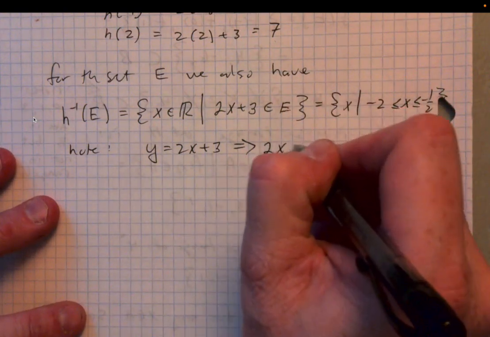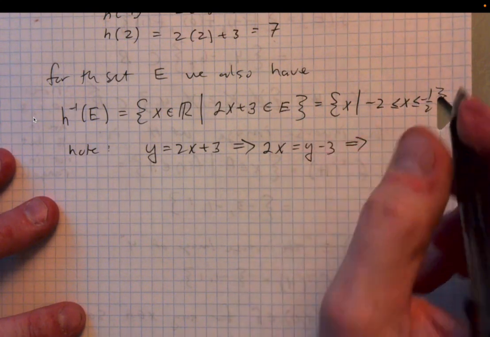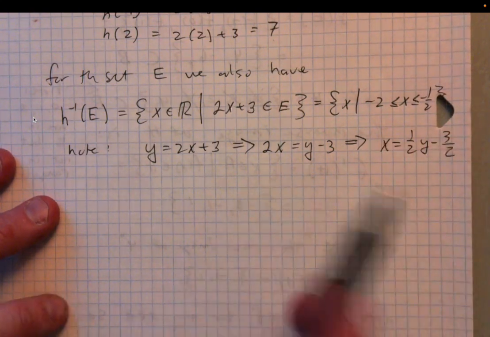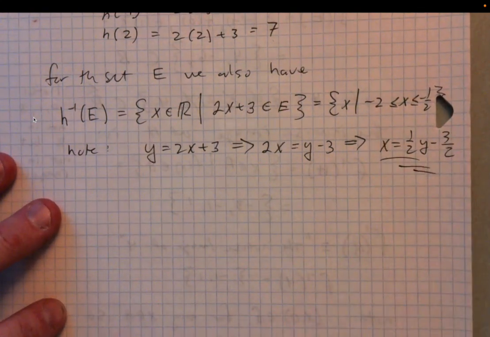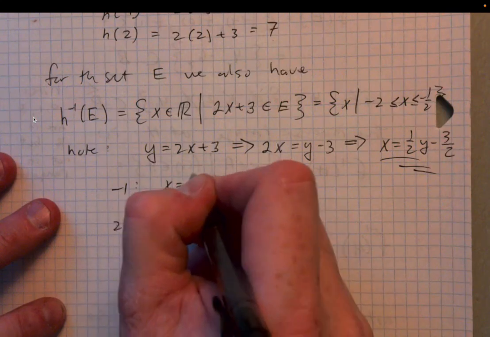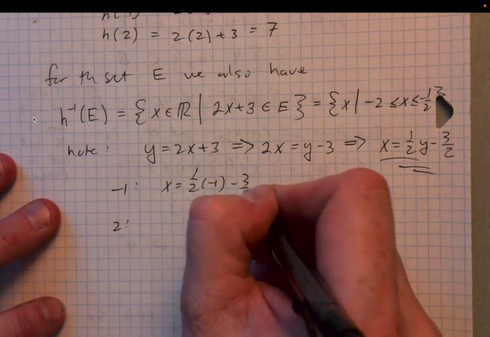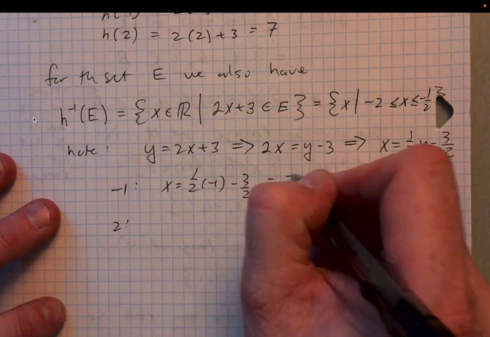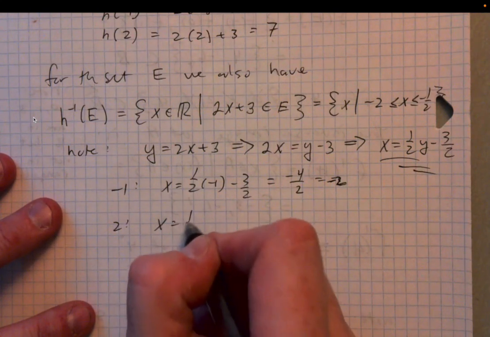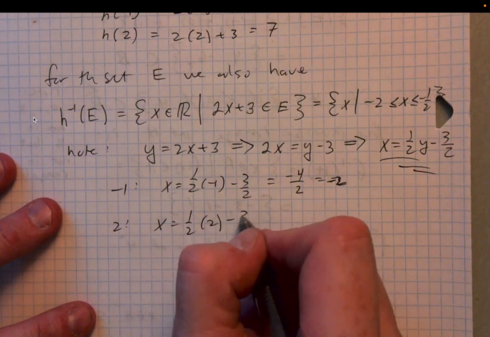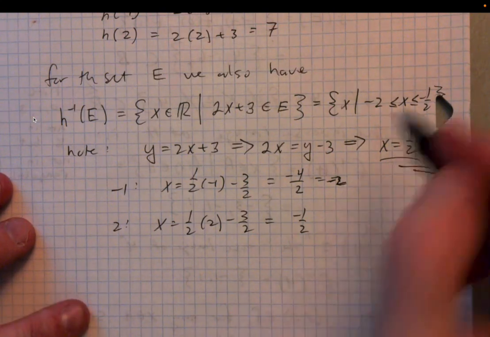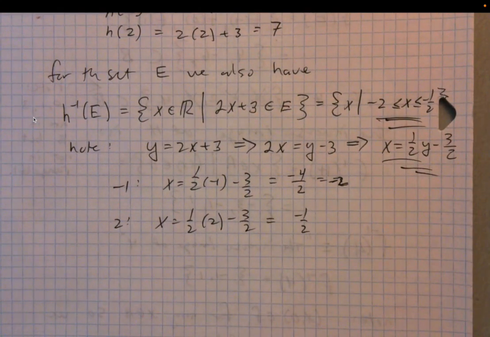It's going to imply that 2x equals y minus 3, and also that x is equal to 1/2 y minus 3/2. And so we could plug the endpoints into this inverse function, negative 1 and 2, and we would get x equals 1/2 times negative 1 minus 3/2, which is negative 4 over 2, which is negative 2. And here we would get x equals 1/2 times 2 minus 3/2, which would be negative 1/2. All right, and so that's where that piece comes from.